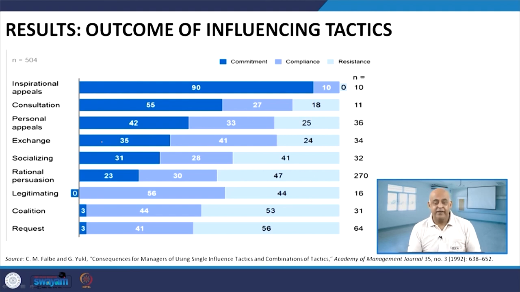Now you see that a balance is required. If I analyze this data, the exchange is at 35 and 41, which I think is more appropriate. However, the resistance there is 24. So in personal appeals and exchange, they are creating more balance as compared to only inspirational appeals, because inspirational appeals have commitment but compliance is low. As far as the request is concerned, there is very little commitment, and the resistance is 56, the highest resistance, in the case of the request.